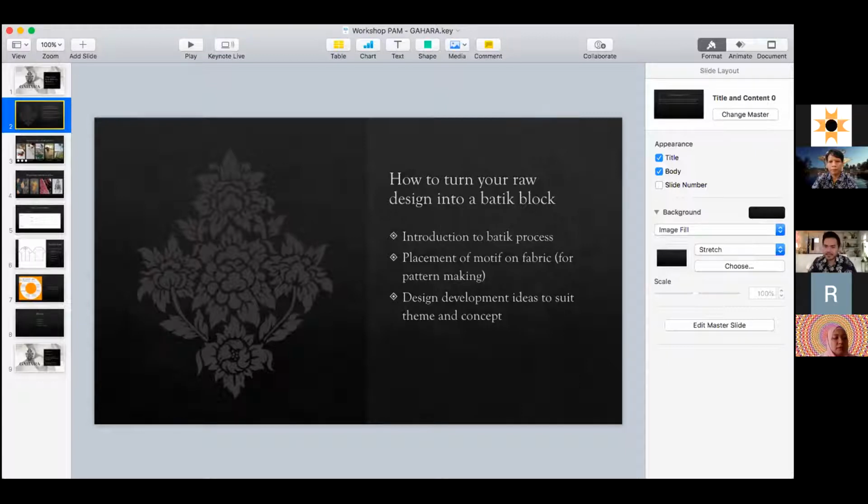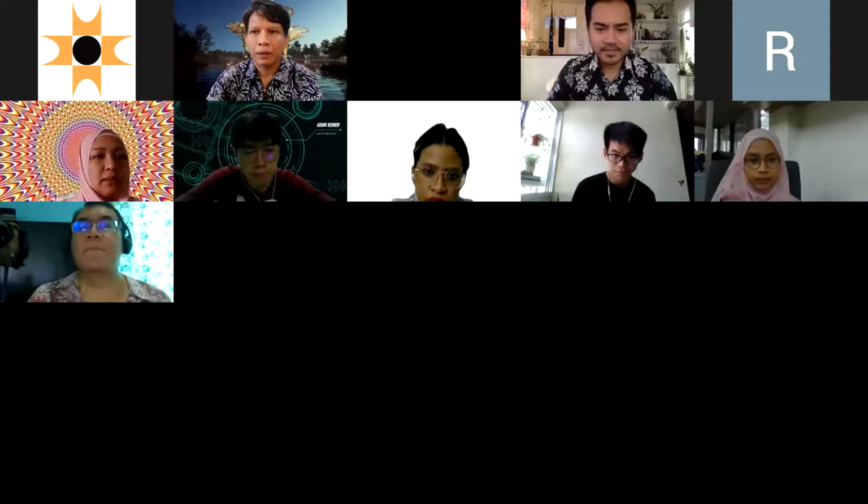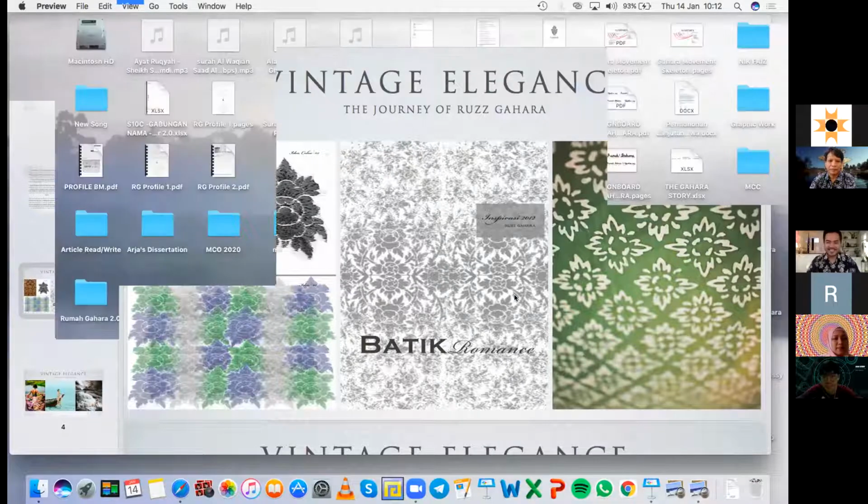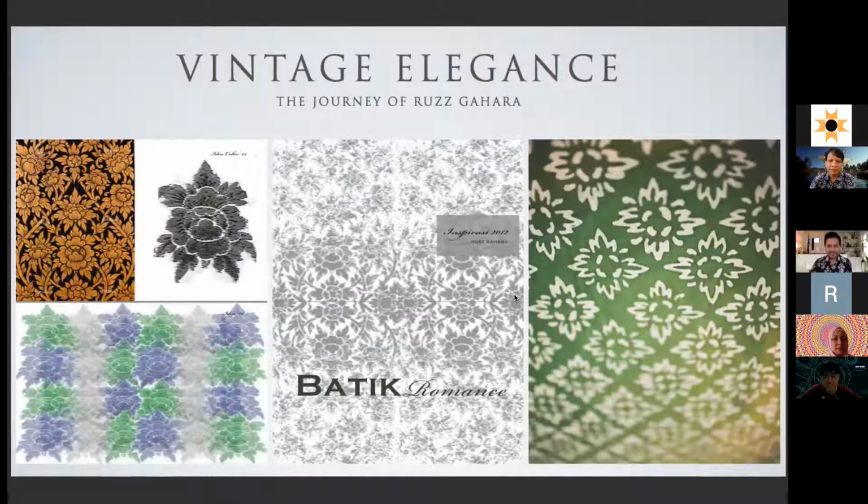Sorry, Nik, your slide, I think it says something else. You have another slide that you're sharing? Yes, this is a vintage. We're looking at how you turn your raw design into batik block. What slides are you seeing? How to turn your raw design into a batik block. You cannot see this one. You have to unshare your first one and share screen again. Okay. Is it this one? Do you see? Yes, now, yes. The vintage elegance. Sorry, Nik. It's okay, it's okay. Please let me know if something happened, because of the technical issue.